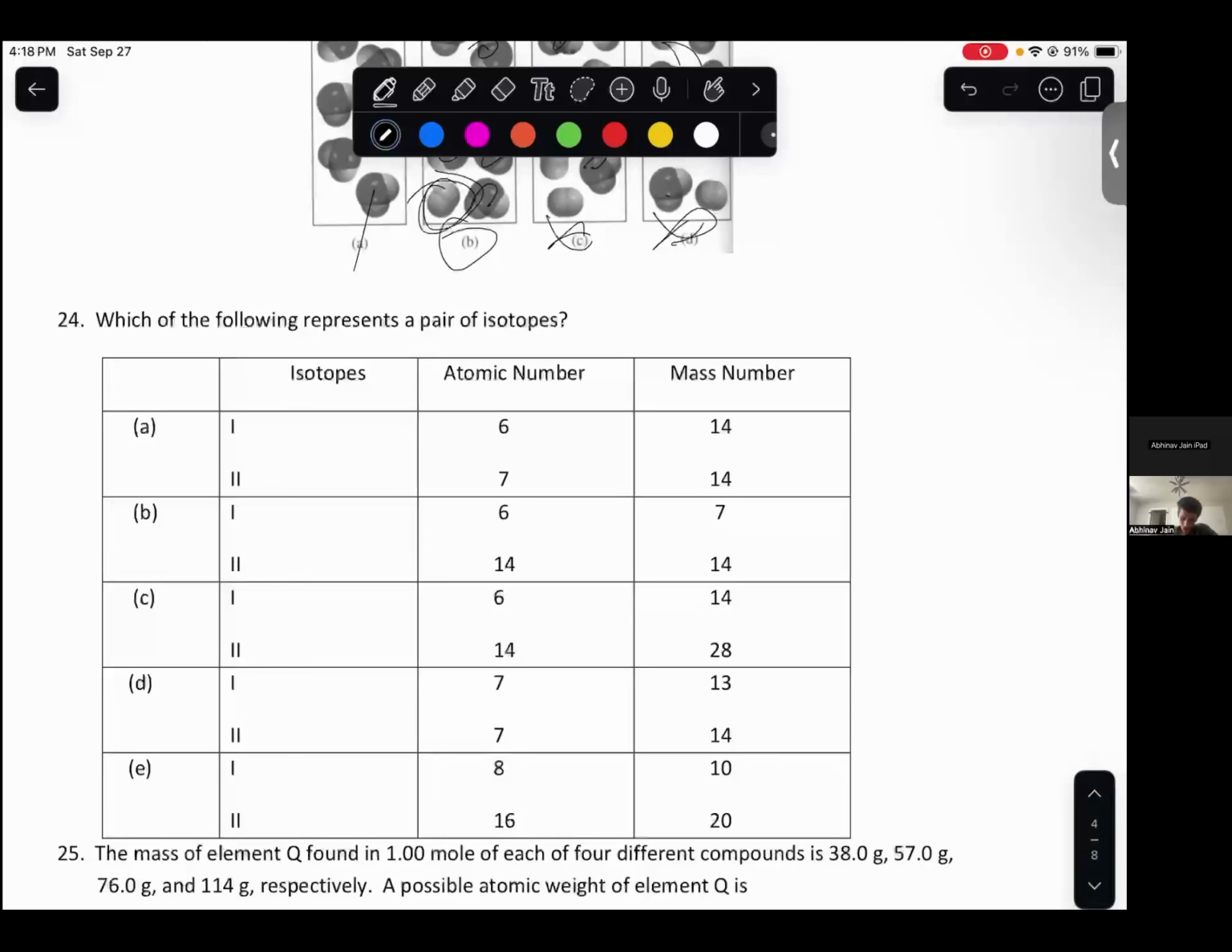Number 24, which of the following represents a pair of isotopes? Isotopes just represent the same number of protons, or same atomic number, but different mass numbers because of a different number of neutrons.